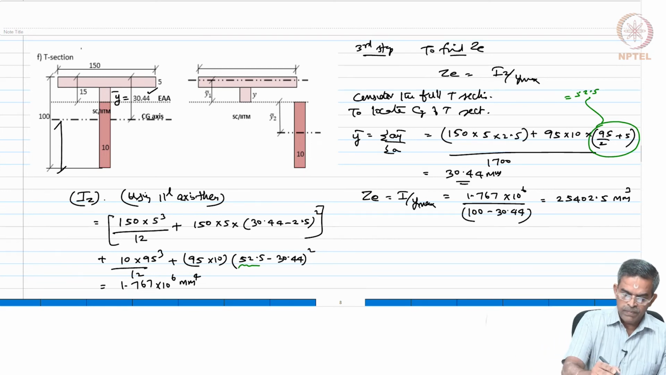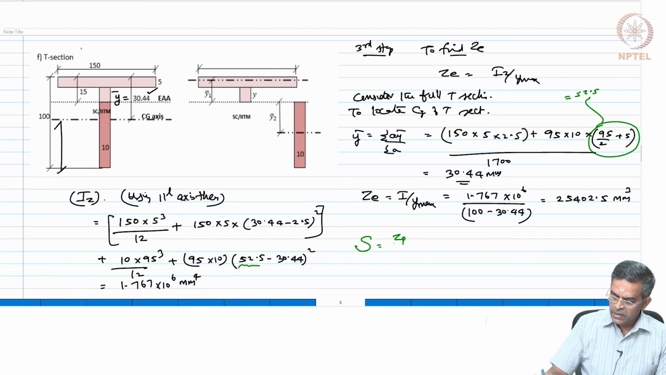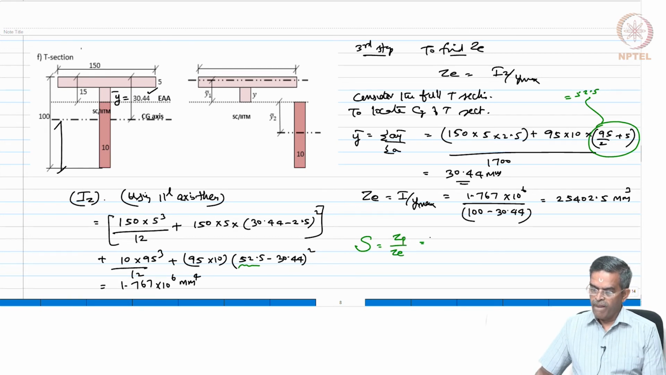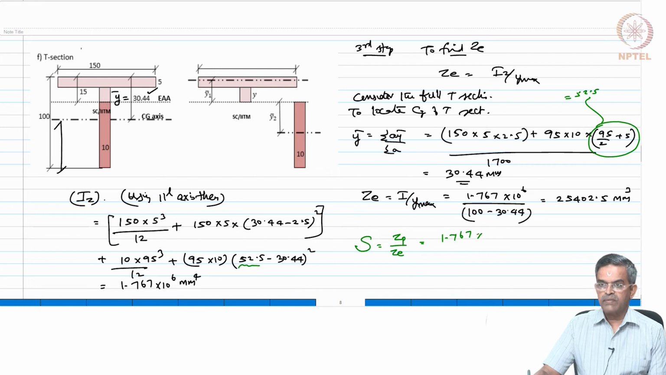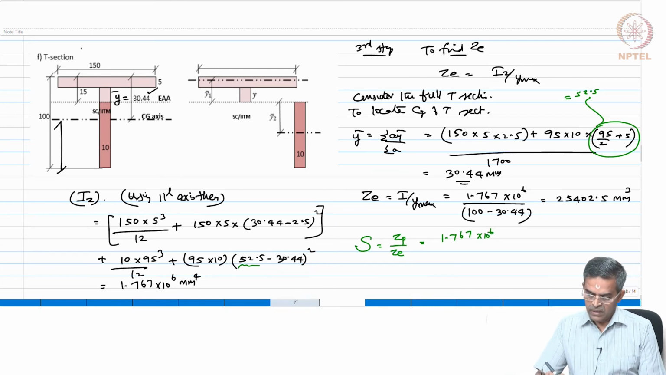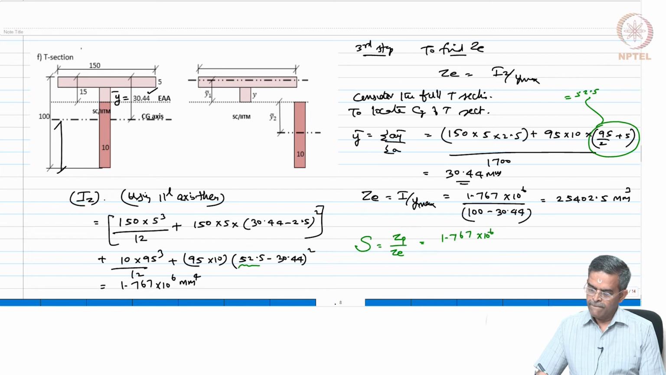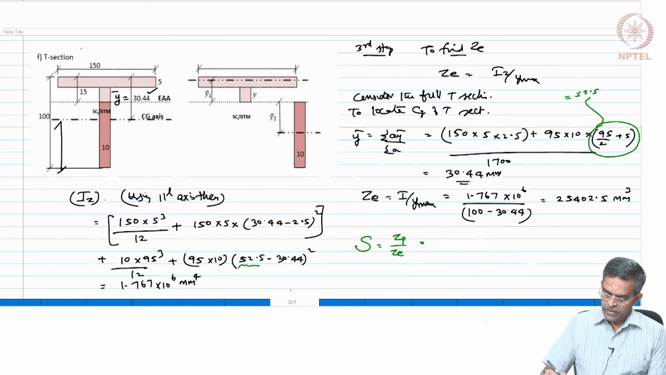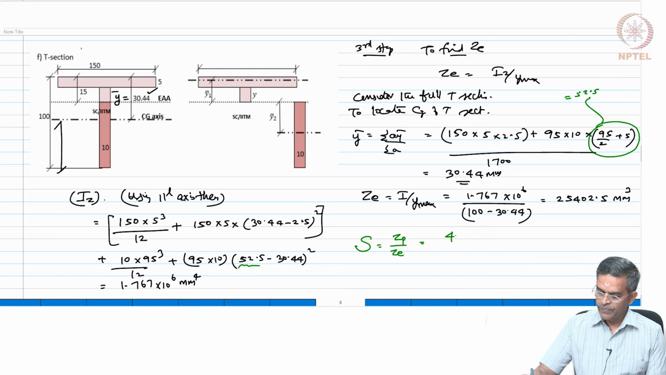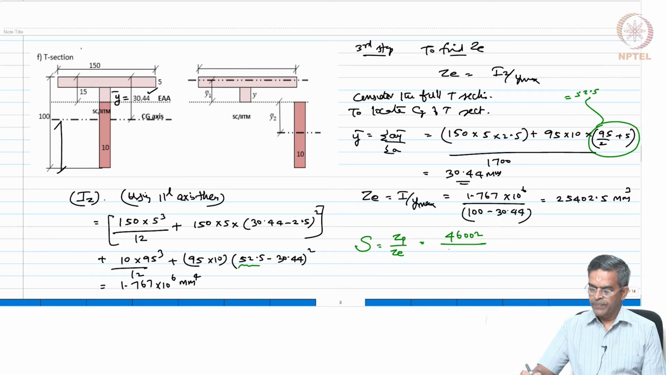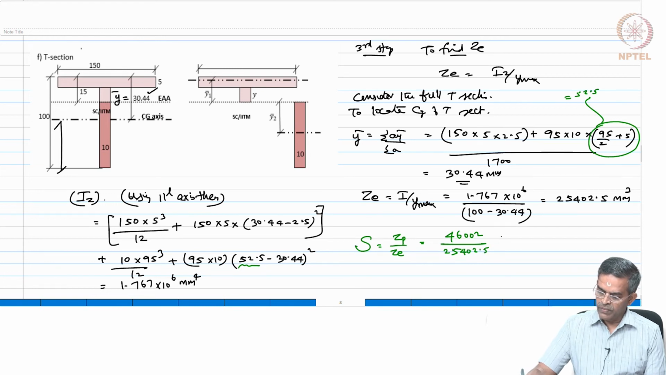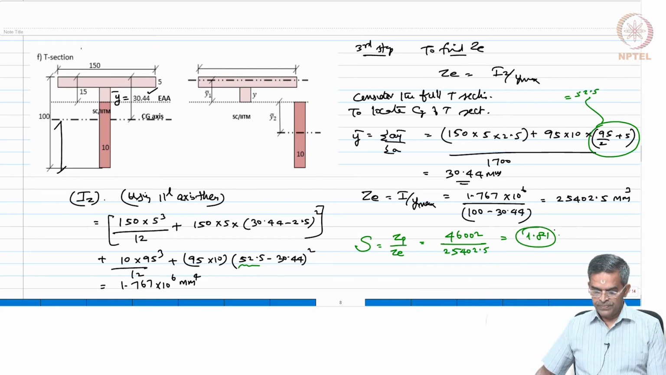So, can I find the shape factor? Shape factor S will be ZP by ZE, which will be 1.767 10 power 6, that is my ZP which is here. Sorry, ZP will be 46002 divided by 25402.5, which will be 1.81, pretty high number, okay, 1.81.